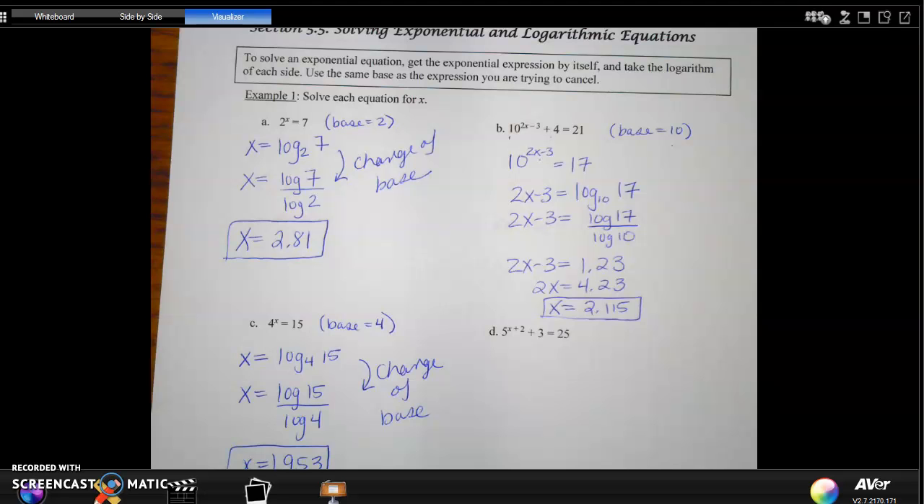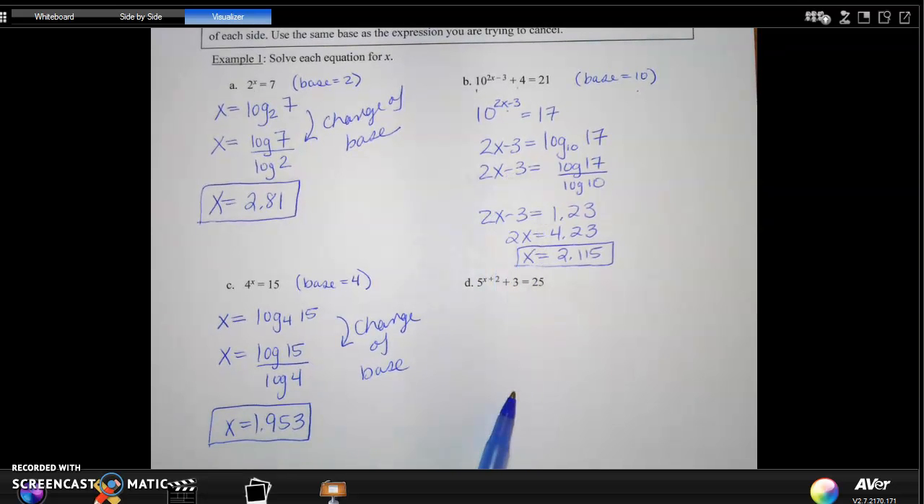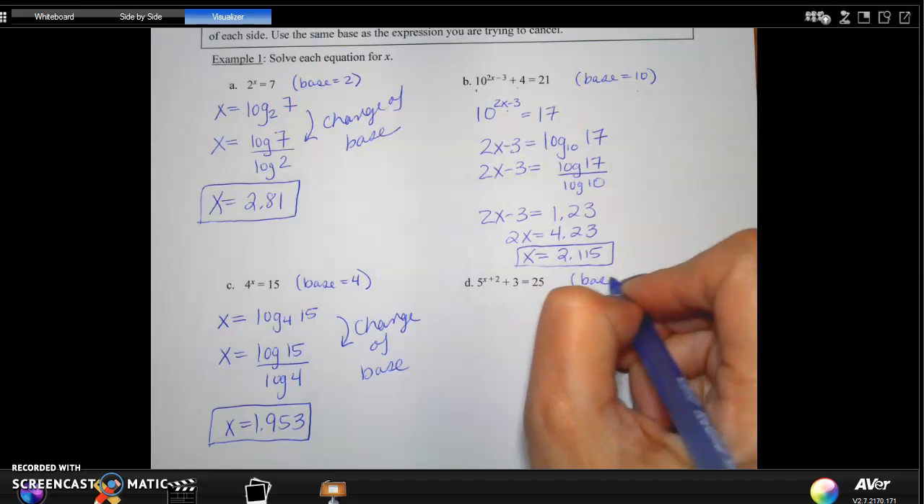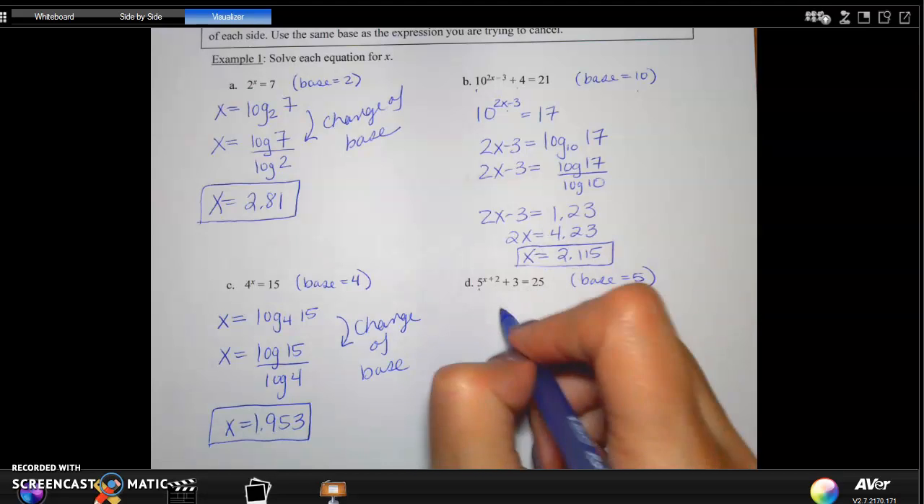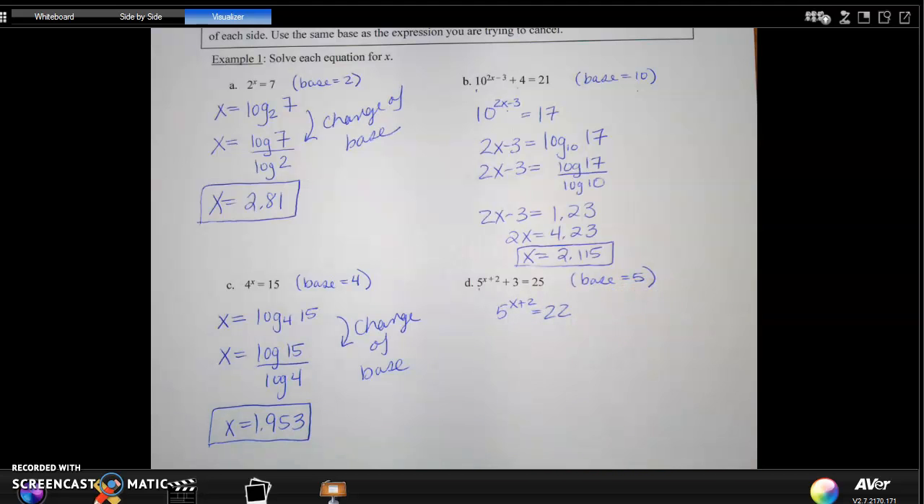Okay, then we'll do one more like that. So again, this one is similar to part B because it's got some extra work involved here. First thing you want to do is write down what your base is. The base is 5 because that's what's here with the exponent on it. We're first going to move this 3 over here. So we get 5 to the x plus 2 equals 22.